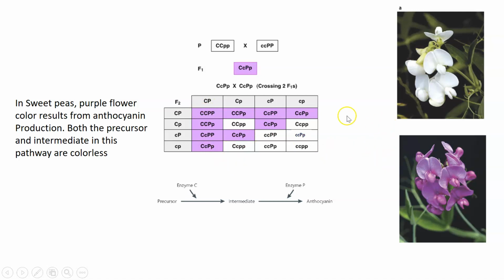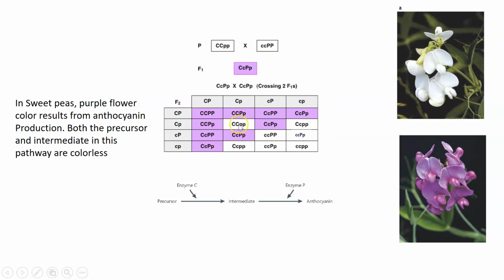When you do an F1 cross, doubly heterozygous for both genes, you produce this Punnett square, which is representing, for a Mendelian ratio, 9:3:3:1. However, the phenotype that's observed is this: 9/16 showing purple flowers, and the 9/16 with purple flowers have at least one dominant allele for both C and P genes.